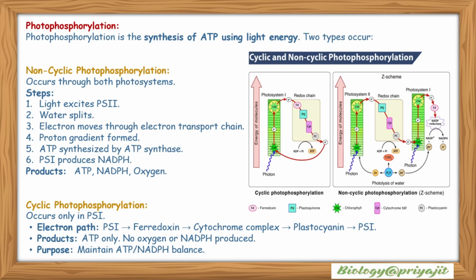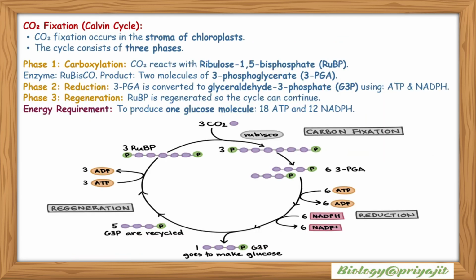Cyclic photophosphorylation occurs only in PS1. Here the electron path is PS1. From PS1 the electron is transferred to plastoquinone, then the cytochrome complex, then plastocyanin, and then again PS1. So here ATP only is the product. No oxygen or NADPH is produced. It maintains the ATP to NADPH balance.